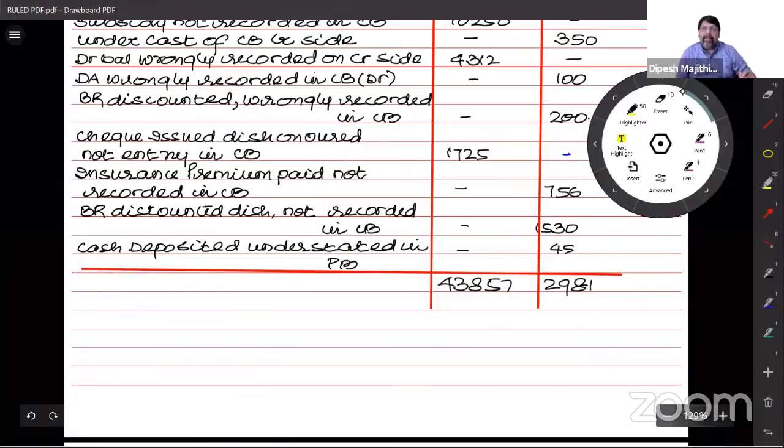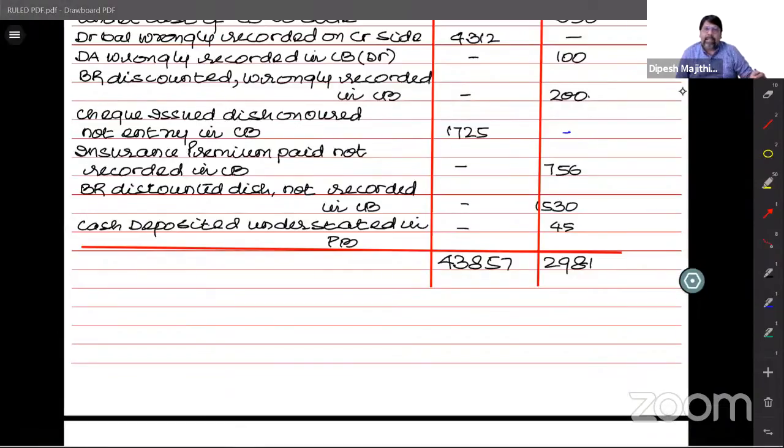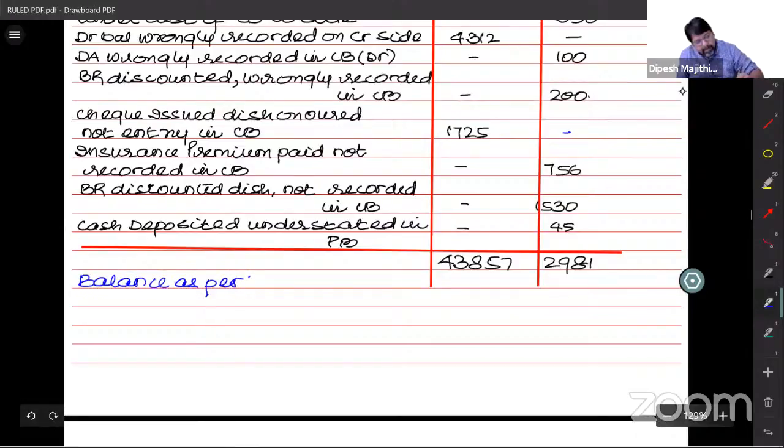Yeah. So you can see debit balance. Debit balance is 43876 and credit balance is 2981. Generally, the way you balance your ledger account, so as per passbook, 3857 minus 2981, you do it. Since you started with debit, all debit will be added, all credit will be subtracted.